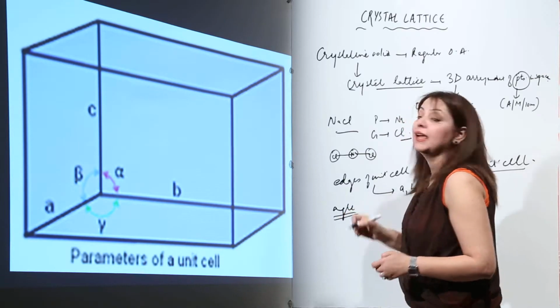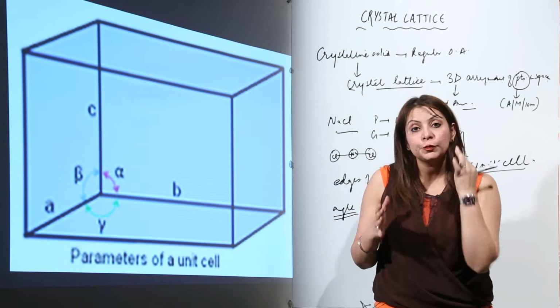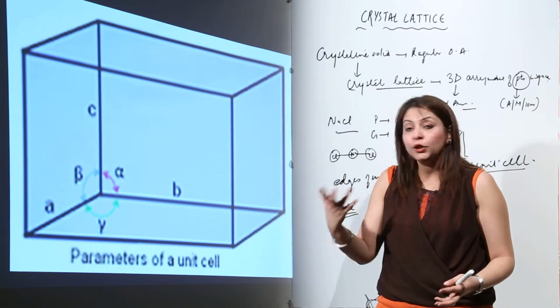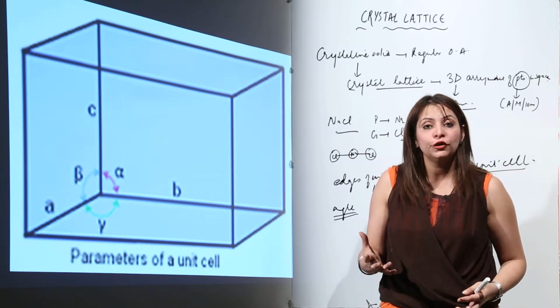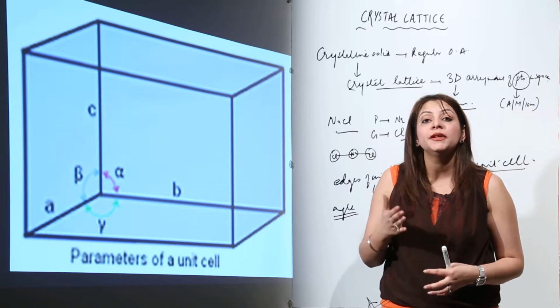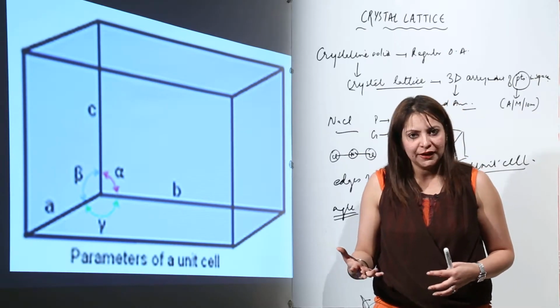Between these edges there is an angle, and keep in mind that the edges are not always perpendicular to each other. We can have a different kind of unit cell where the edges are not perpendicular, or the angle is something different, right? So it is not always that the angle is going to be 90 degrees. It may be 90, but it is not always 90 degrees.